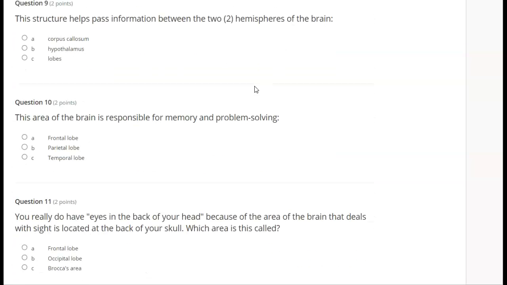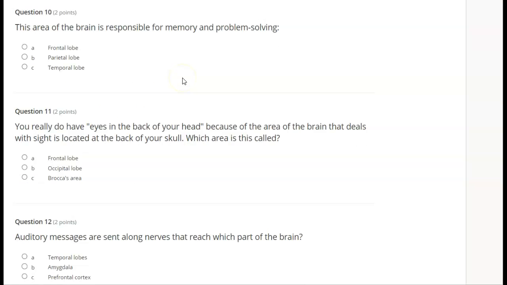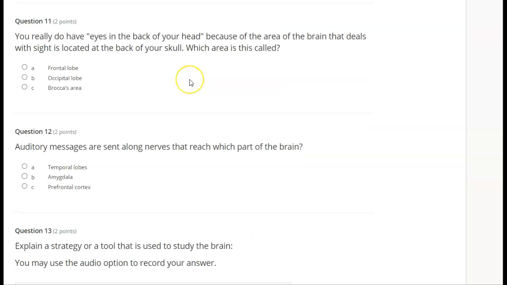dendrites. This structure helps pass information between the two hemispheres of the brain. A, corpus callosum, B, hypothalamus, C, lobes. This area of the brain is responsible for memory and problem solving. A, frontal lobe, B, parietal lobe, C, temporal lobe.